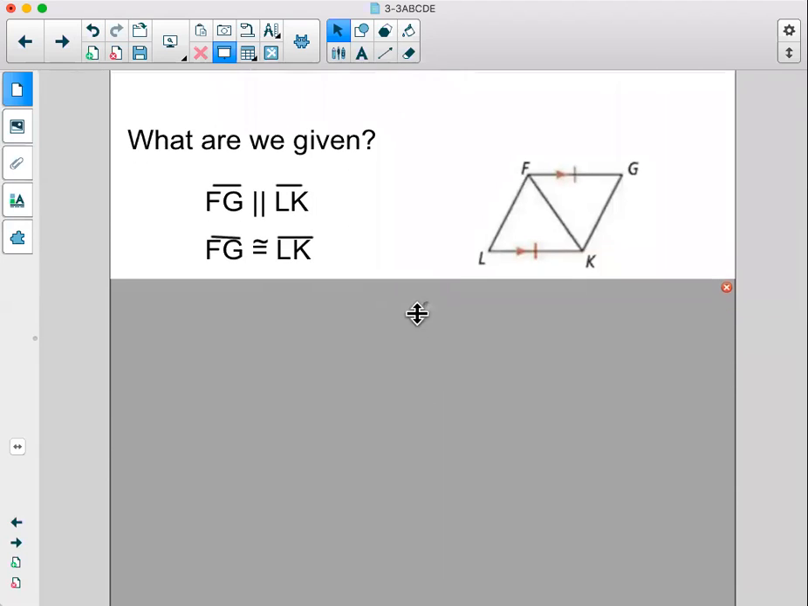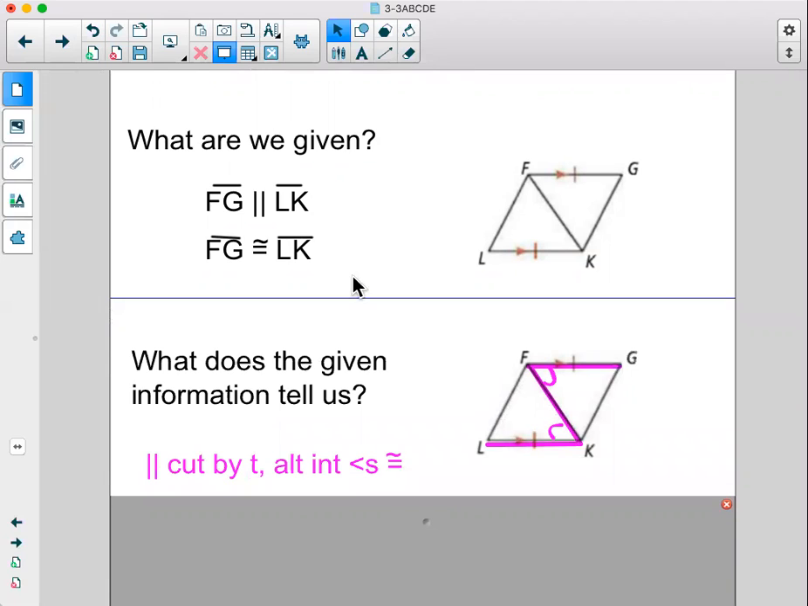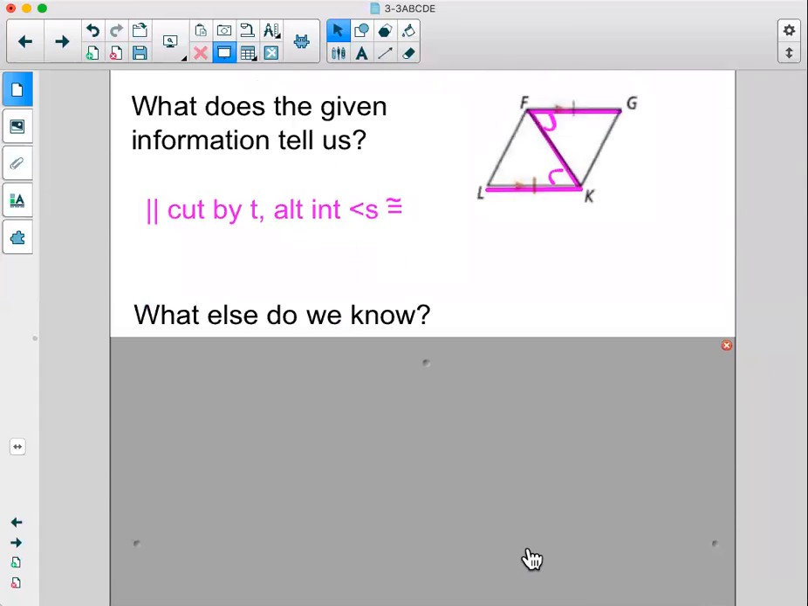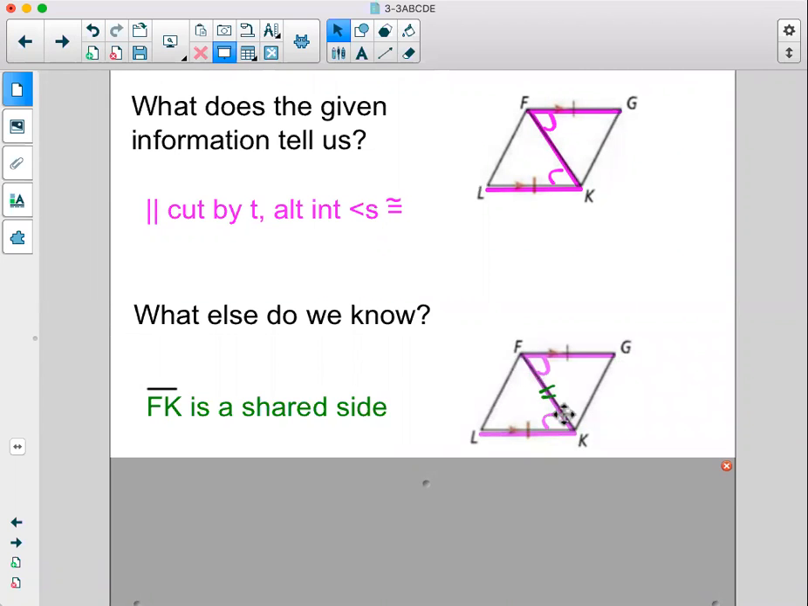And so then we ask ourselves, well, what does the given information tell us? If we're given parallel lines, you definitely can be assured that you are going to use your properties of parallel lines. In this case, we're using parallel lines cut by a transversal. Alternate interior angles are going to be congruent. What else do we know? Well, we also see that the 2 triangles share side FK.